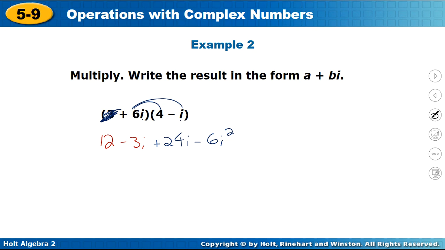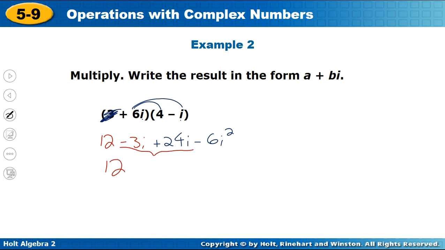The 12 is still a 12. Really can't do much about that. I do have negative 3i and plus 24i. These are like terms, so I can combine them. Negative 3 plus 24 would be positive 21i.